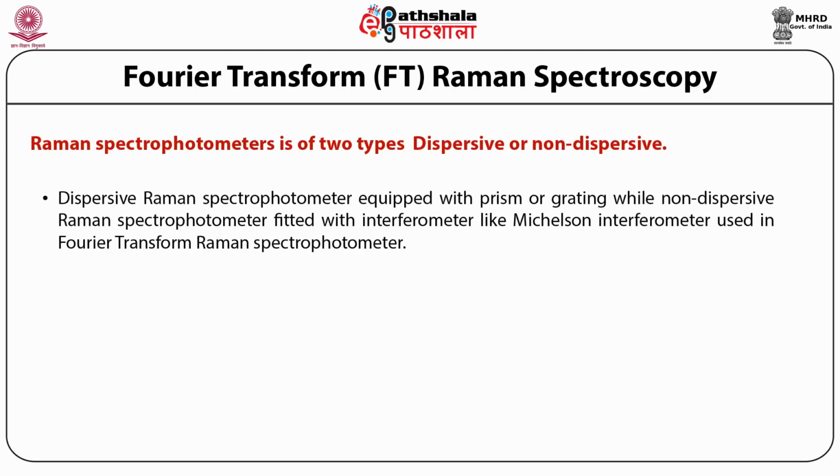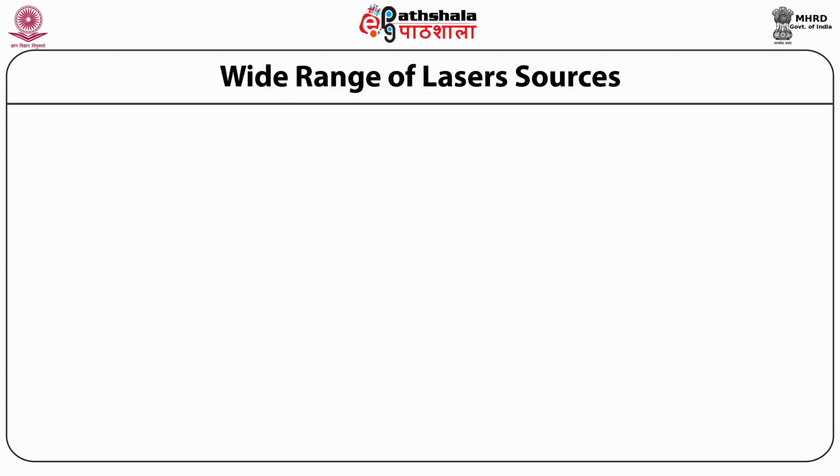Dispersive Raman spectrophotometers are equipped with a prism or grating, while non-dispersive Raman spectrometers are fitted with an interferometer, like a Michelson interferometer. So this is the basic difference in the instrumentation of Raman spectrophotometers, dispersive and non-dispersive. A wide range of laser sources are used in Raman systems.